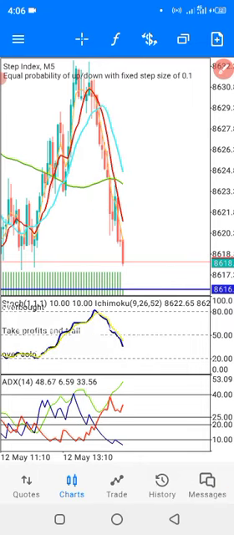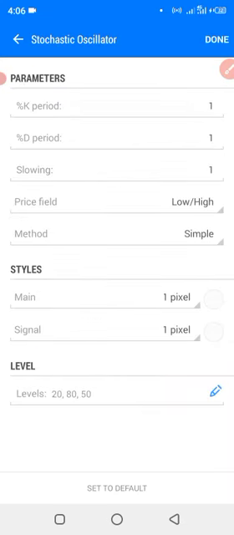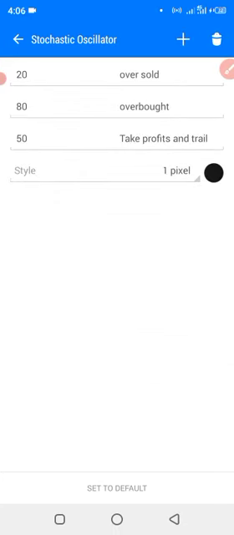Now here is the parameter. Let's go to the indicator button, and now here's indicator window 1. We have the stochastic, and this is the setting. We have the K period 1, the D period 1, the slowing is 1, then the price field is low high, just as it is now. You can screenshot it, and here's the level. The levels are 80, 50, and 20.